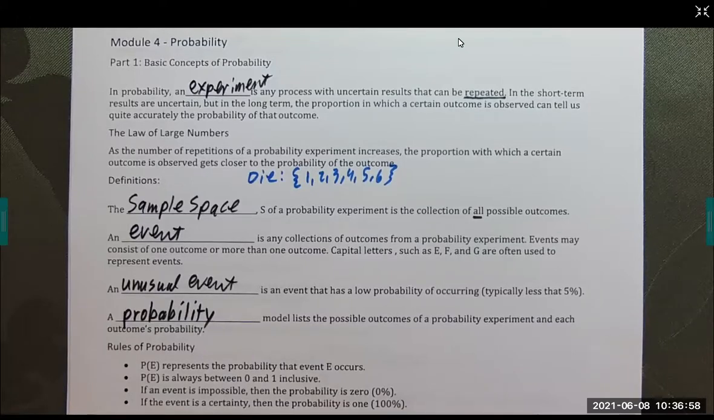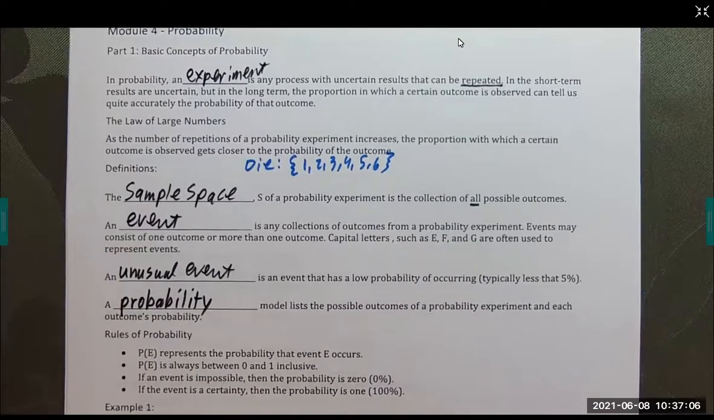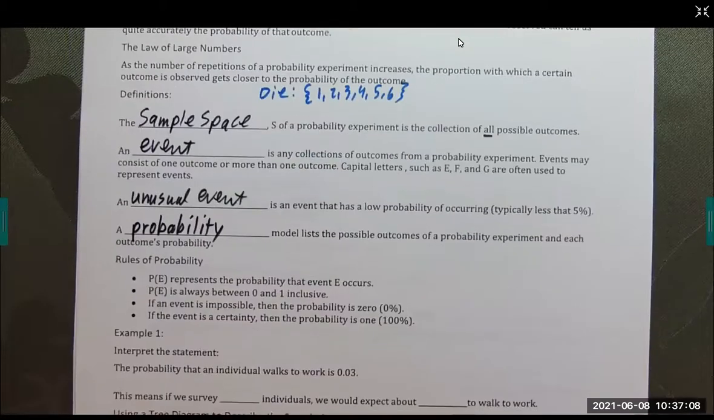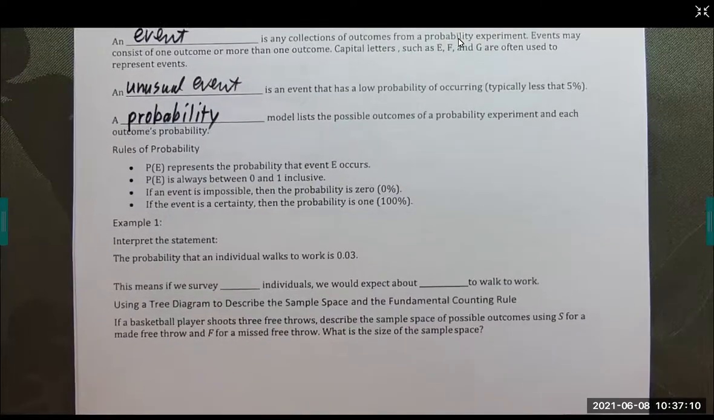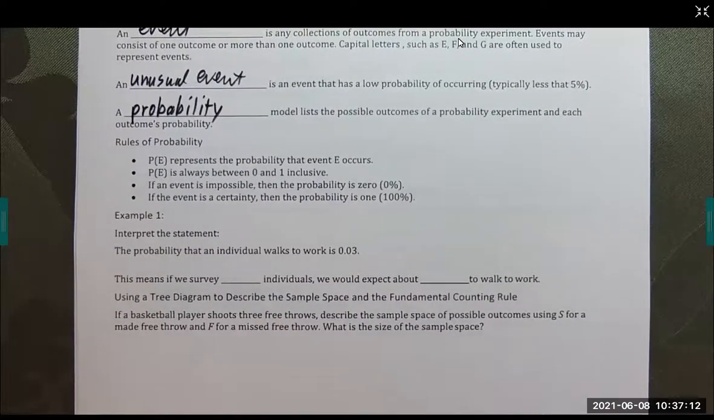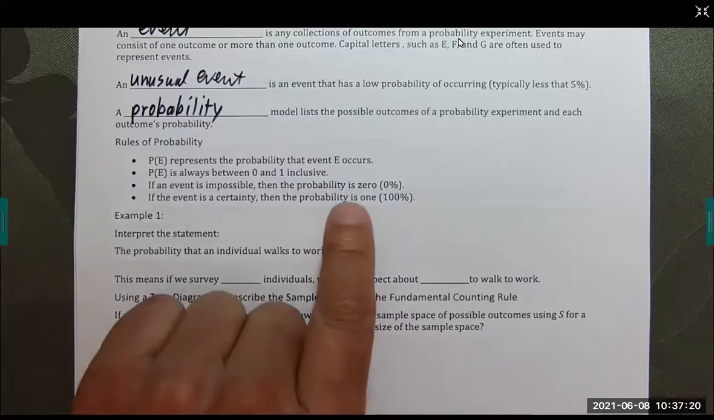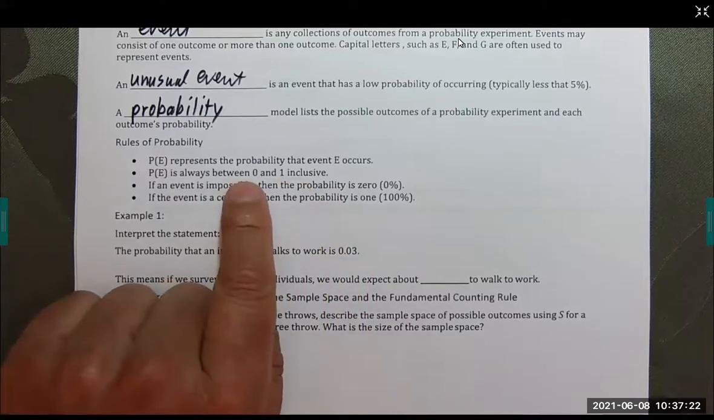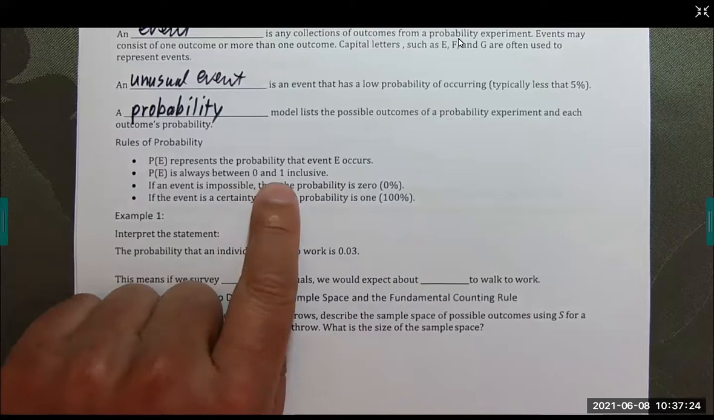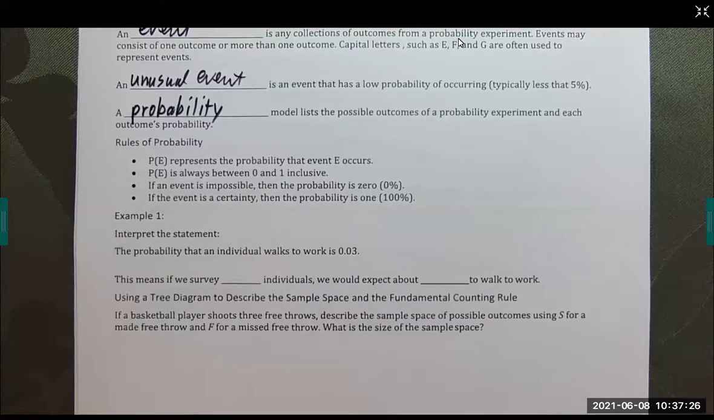Rules of probability. P of E, E being the event, right? We mentioned that before. P of E represents the probability that event E occurs. Now, I won't use E very much. I will actually write out P of rolling a 7 or whatever it is that we're trying to do. P of E is always between 0 and 1 inclusive. The word inclusive here means that the probability could be 0 or 1 as well. So we're including the boundaries.